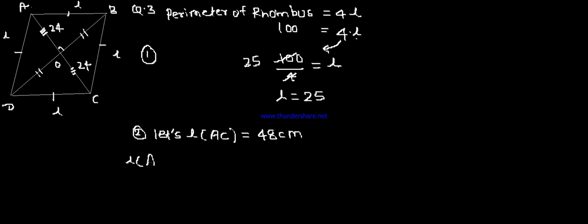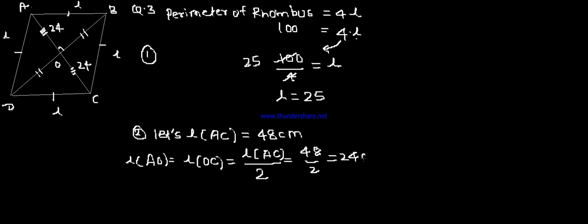So here you can see the length of AO is equal to the length of OC is equal to the length of AC upon 2 is equal to 48 upon 2 is equal to 24 centimeter.